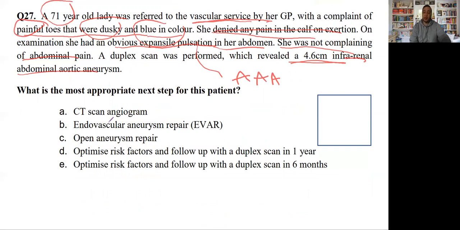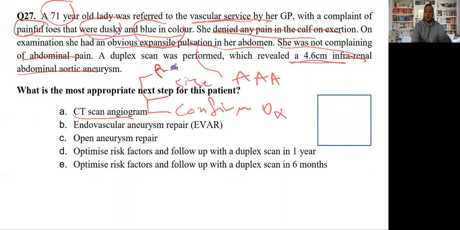To do a CT angiogram. The role of CT angiogram is to confirm the diagnosis and to give a more accurate reading about the size, and for pre-op planning for the surgery. This is the importance of CT angiogram for planning of surgery, to know what kind of surgery we can do. Is it open, or EVAR, which is endovascular aneurysm repair. And the other thing is to make sure of the accurate size, because the duplex will give you the size, but the accuracy in the CT angiogram is more. So to know the size, to confirm the diagnosis, and as pre-op planning, we have to do CT angiogram, and I think this is the most appropriate next step in the management of this lady.